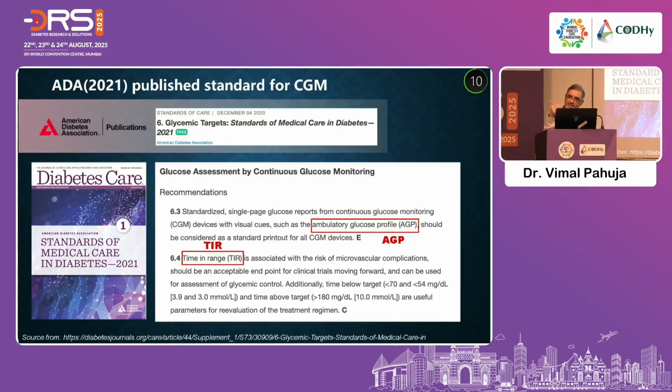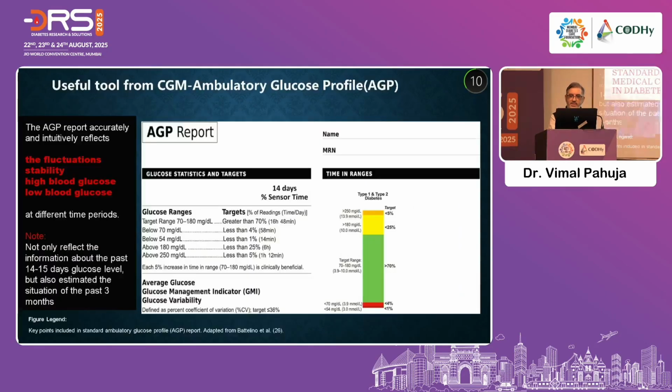ADA has published a guideline. So if you are using the CGM, all the data which you collect has to be in the form of an ambulatory glucose profile, which is a pictorial representation of all the data. In one glance, you can see all the data, and time in range is an accepted metric now as per the world bodies. And you can see this is how you get the report.